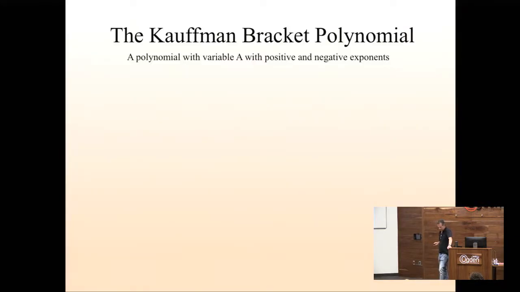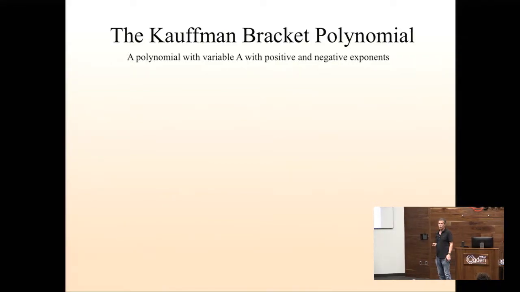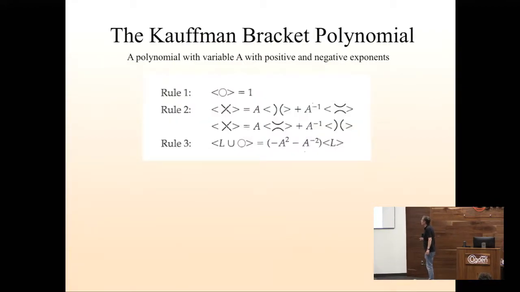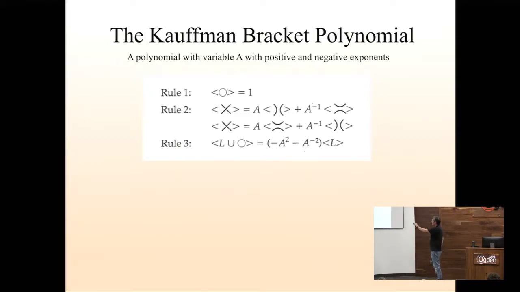Okay, so now what I want to do is talk about a relationship between the Kauffman bracket polynomial and these ideas of triple crossing numbers. The Kauffman bracket polynomial was a polynomial that Louis Kauffman discovered in the 1980s, right when there was this flurry of activity about polynomials. It's a polynomial that has a variable A with both positive and negative exponents. And the way you compute it is the following. There are 3 rules. If you take the trivial projection of the trivial knot, its Kauffman bracket polynomial is 1.